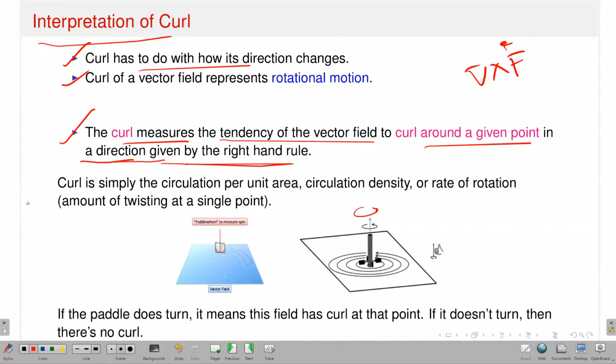Also, there is a note. Curl is simply the circulation per unit area, or circulation density, or rate of rotation, that means the amount of twisting at a single point.